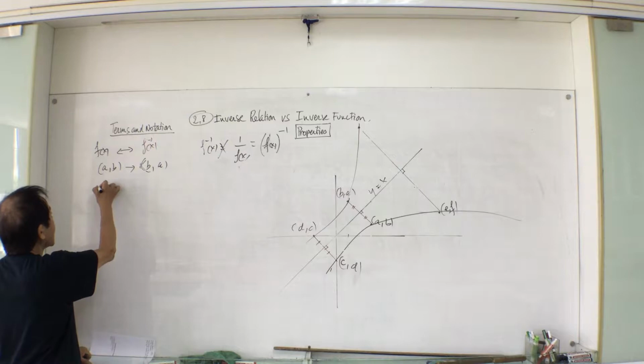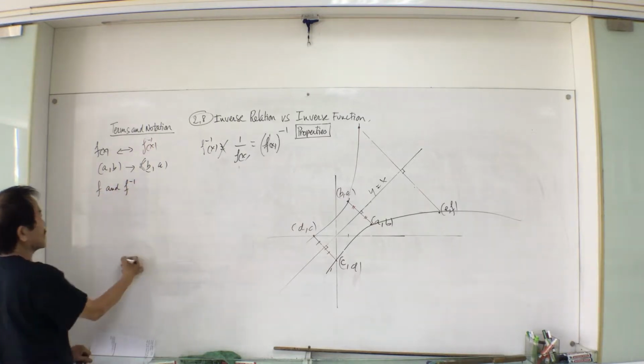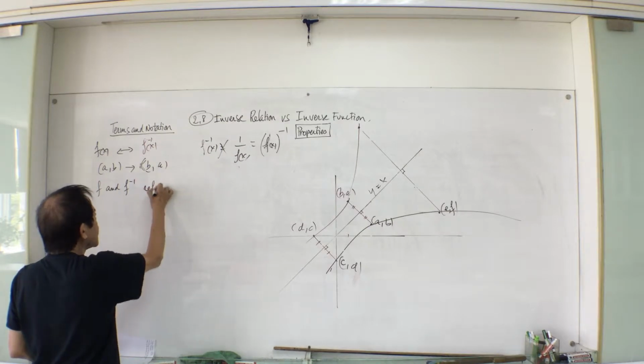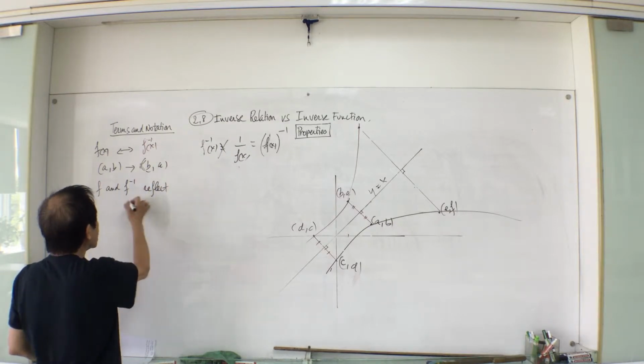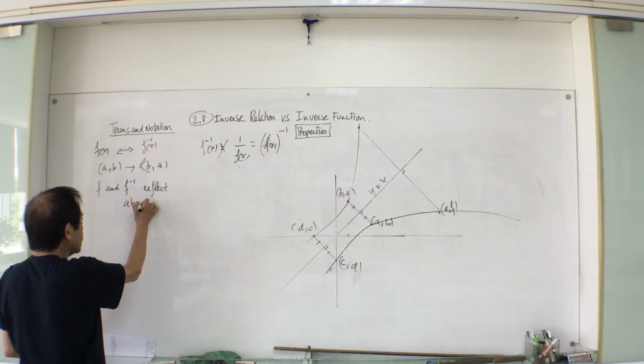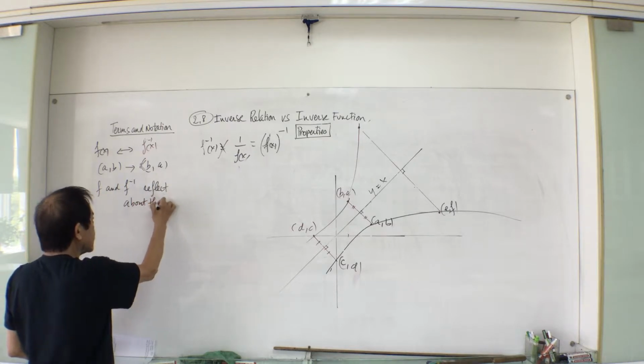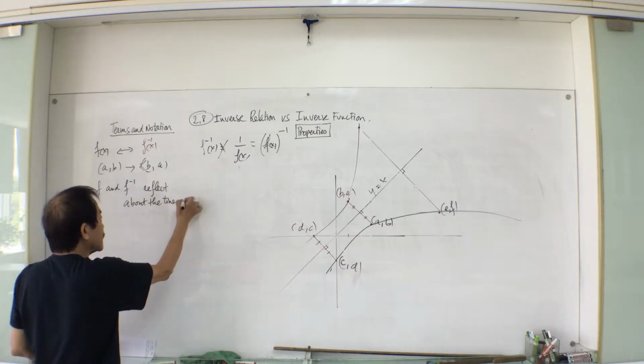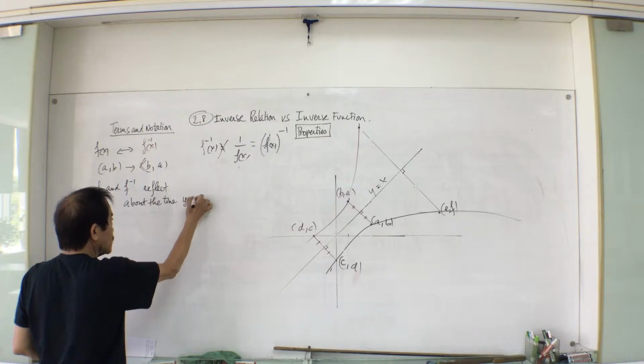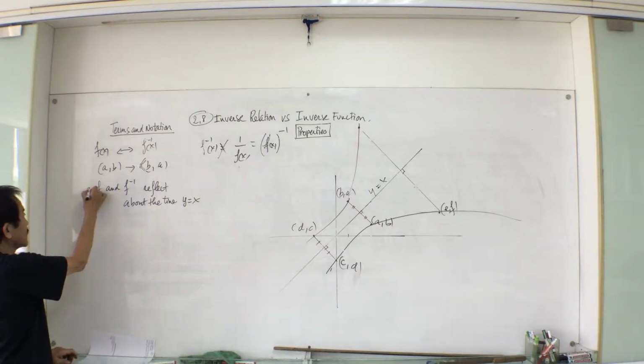Then f and f inverse reflect about the line y equals x. So that is the second property, okay?